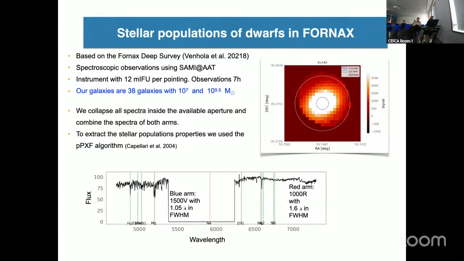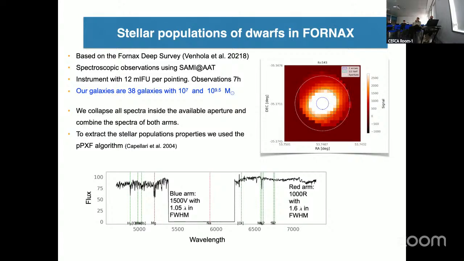In this work, we observed the Fornax dwarf galaxies using the spectroscopic instrument, the SAMI instrument at the Anglo-Australian Telescope. Here I show you one of the samples of the observations. This instrument has 12 mini IFUs, and the observations of each single galaxy were about 7 hours.